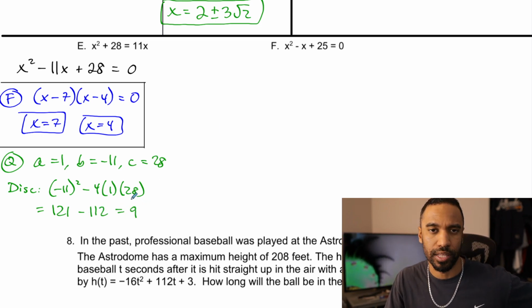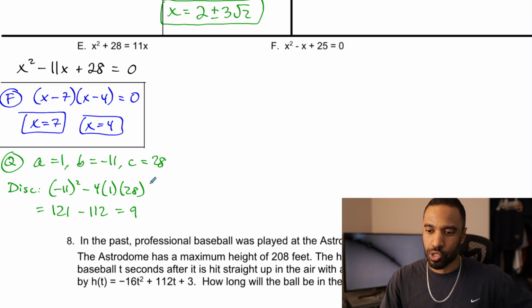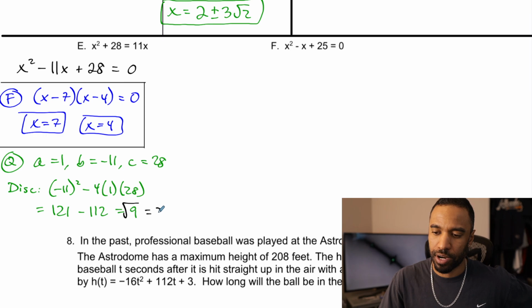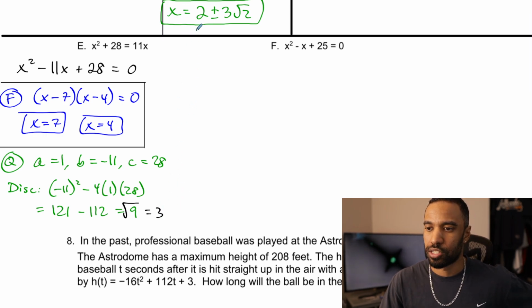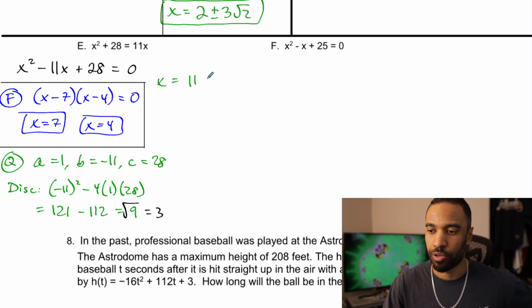I was thinking 122, and I'd think I'd get a negative discriminant. All right, the square root of 9 is 3. That's what's going to be as the b squared minus 4ac. So let's go all the way up here. X equals negative b, opposite of negative 11. Hopefully you're feeling that out. Plus or minus the square root of b squared minus 4ac all over 2a.